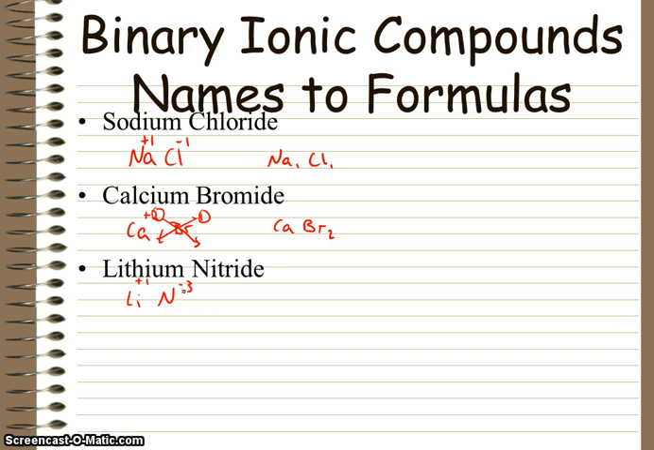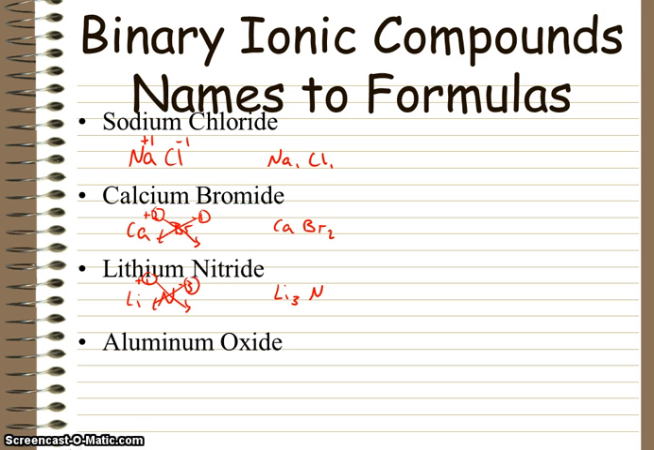So again, we don't have that nice even balance. We're going to need to have 3 lithiums for every 1 nitrogen. Or we can do this crisscross method and take the 1, write it as a subscript down here, and the 3, and write it as a subscript down here. So our formula for lithium nitride is Li3N, and again, that 1 is assumed.